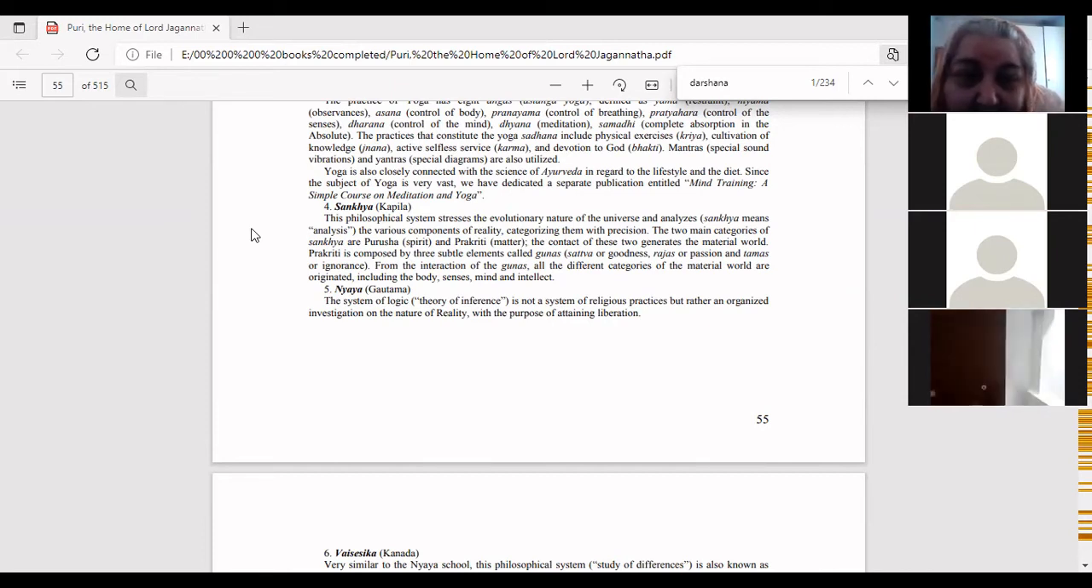In Sanskrit. The two main categories of Sankhya are the Purusha, which is the spirit, and Prakriti, which is matter. We are talking about the material world here. The contact of these two generates the material world. Prakriti is composed of the three subtle elements called gunas: sattva or goodness, rajas or passion, and tamas or ignorance. From the interaction of the gunas, all the different categories of the material world originate, including the body, senses, mind, and intellect.